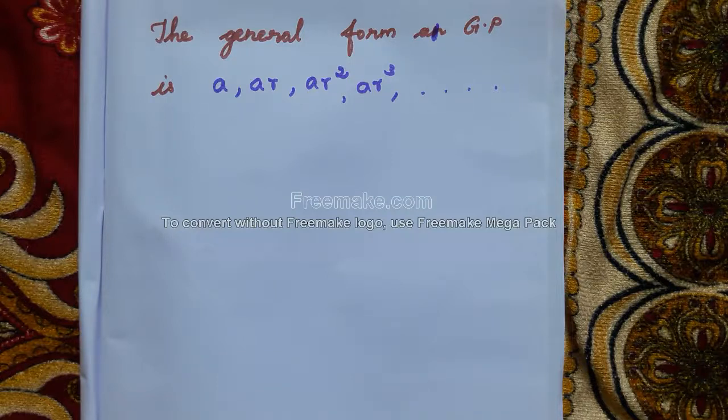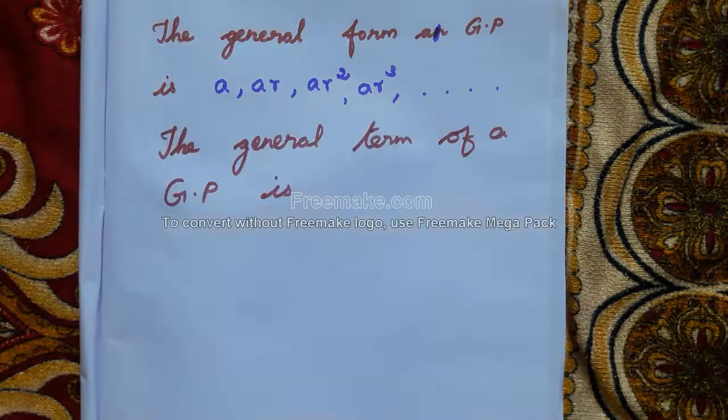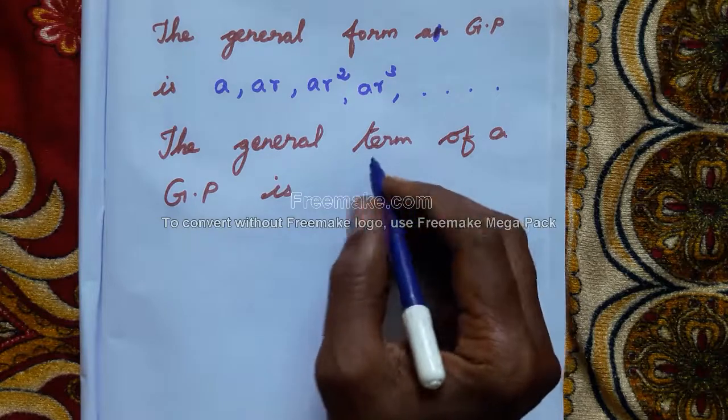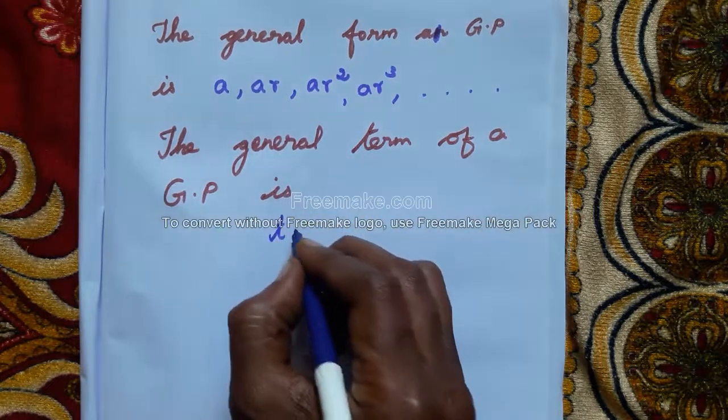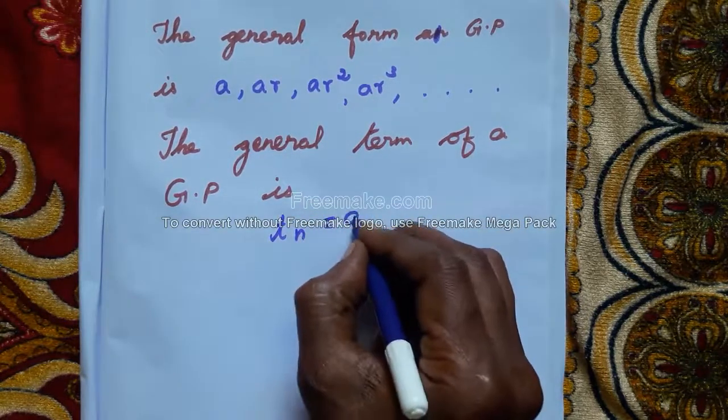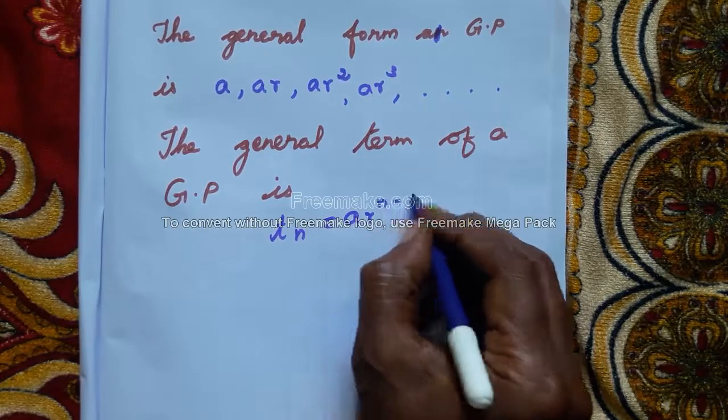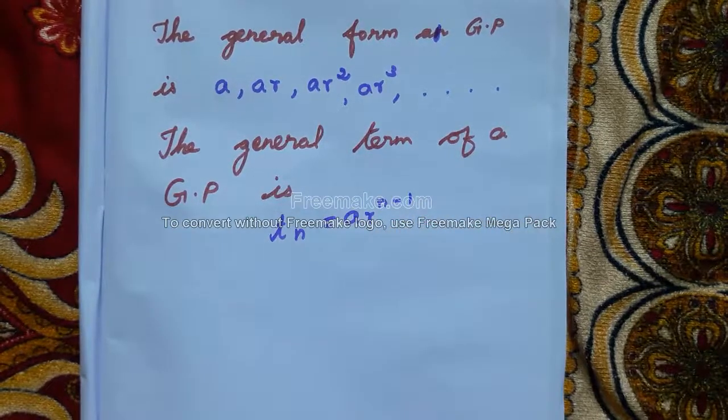AR square, etc. is a general form of a GP. Next, the general term of a GP: Tn is equal to AR power n minus 1. What is the general form of a GP? AR power n minus 1.